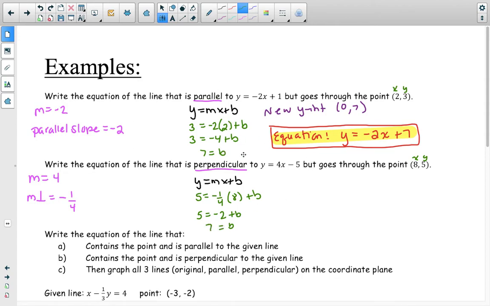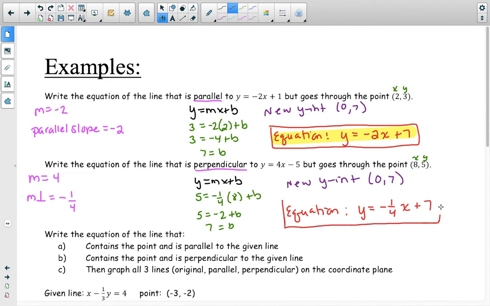It's just a coincidence. Our new y-intercept is at coordinate (0, 7). We have our new slope and our new y-intercept. Let's write our equation. The equation that is perpendicular to y equals 4x minus 5, going through the coordinate (8, 5), is y equals negative 1/4 x plus 7. This equation is perpendicular based off of the slopes, and it goes through the coordinate (8, 5).